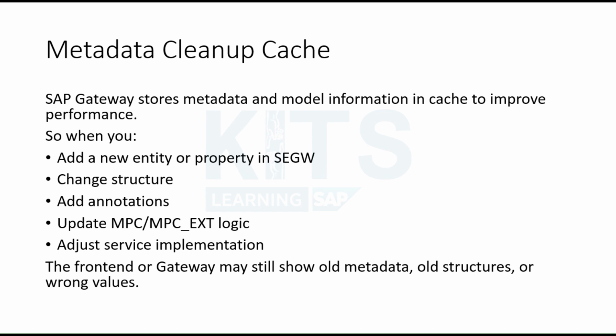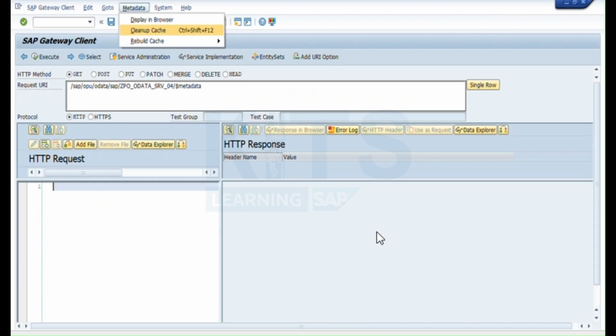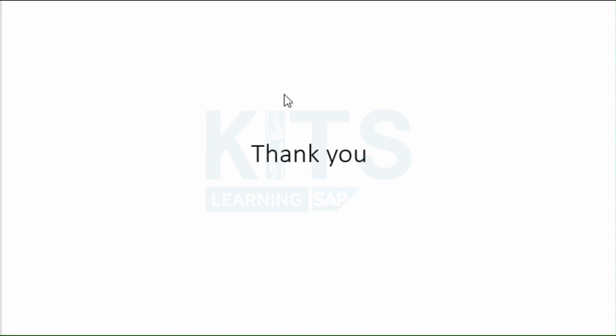For example, when we add a new entity or property in SEGW, or when we change the structure, or add annotations, or update logic in MPC or MPCXT, or adjust the service implementation, the gateway or frontend may still display old metadata, old structures, or incorrect values. To fix this, we need to clear the metadata cache. So let's see how to do the metadata cache cleanup. At the top menu, select metadata, then choose cleanup cache. After cleaning the cache, the latest changes will be reflected correctly.